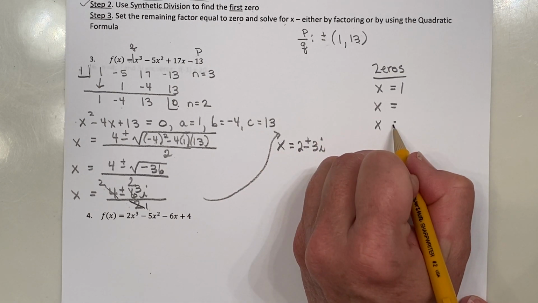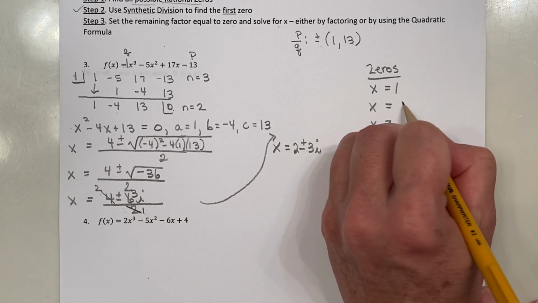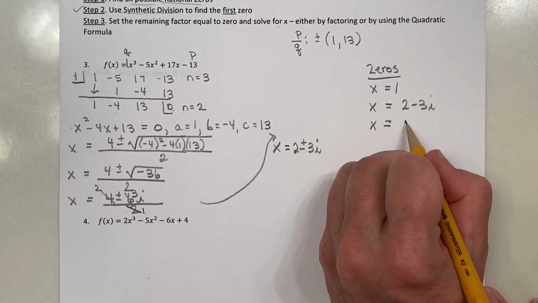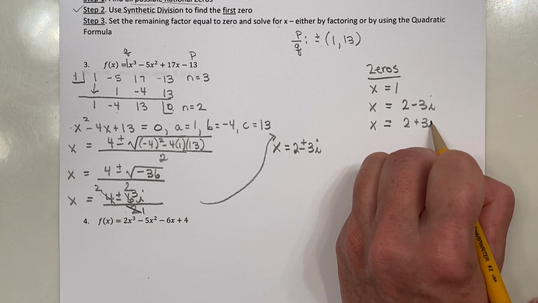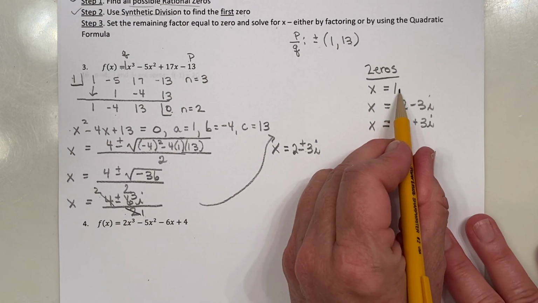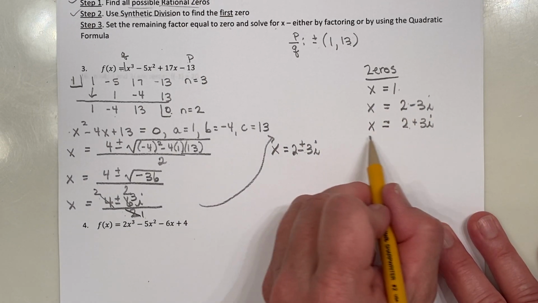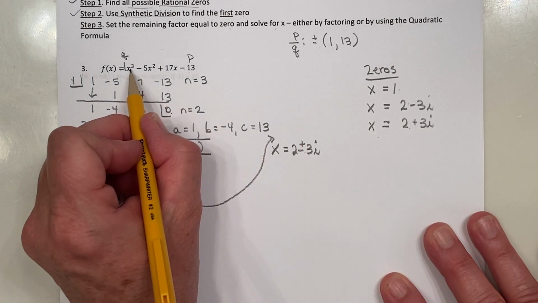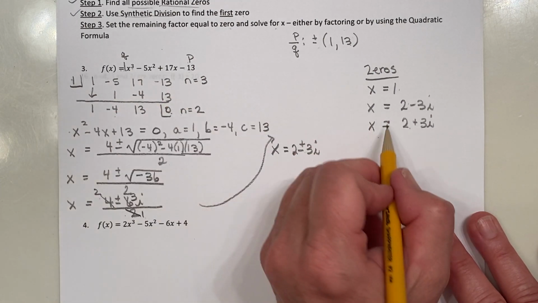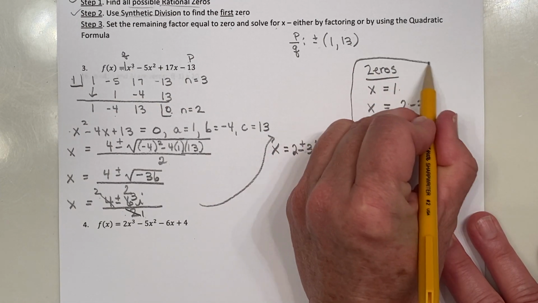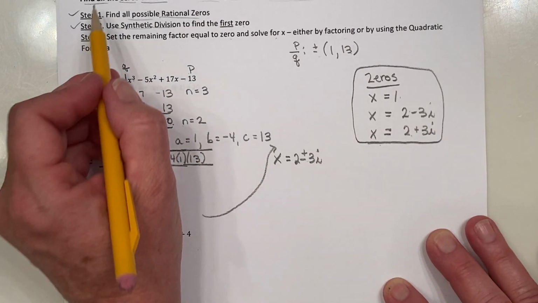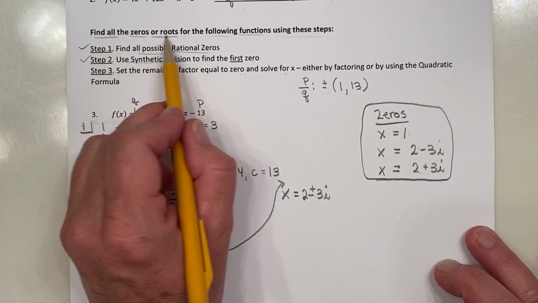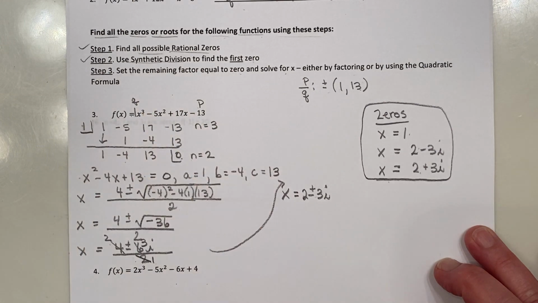So I'll write those out separately over here. So 2 minus 3I and 2 plus 3I. Those are our imaginary conjugate pairs. So we have 1 rational 0 and 2 imaginary zeros for a total of 3, and it should match the highest degree here, the degree of the polynomial. So let me go back and make sure I've answered the question. Find all the zeros for the following functions using these steps. Yep, we did.